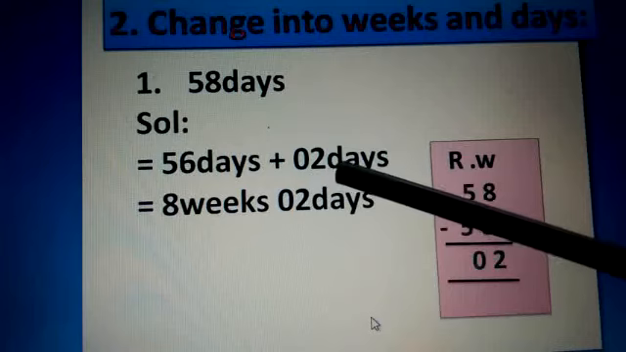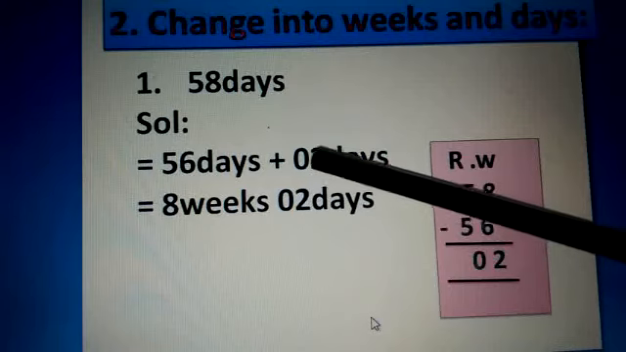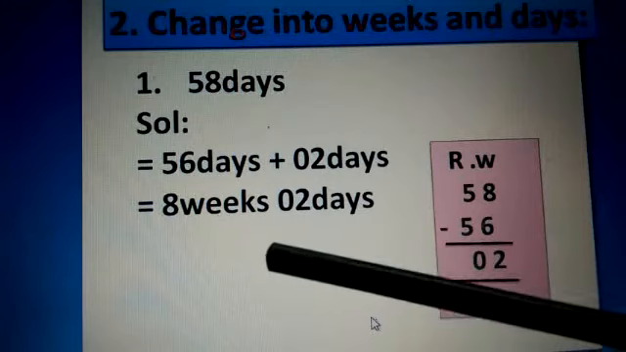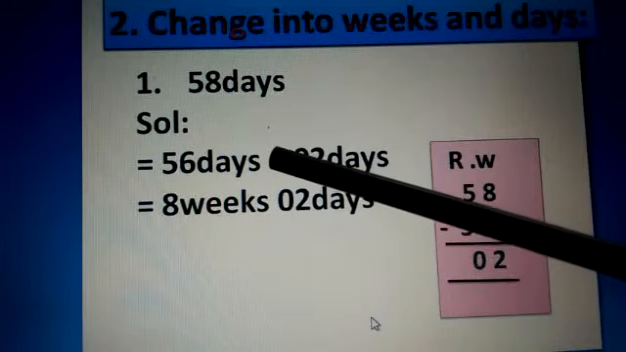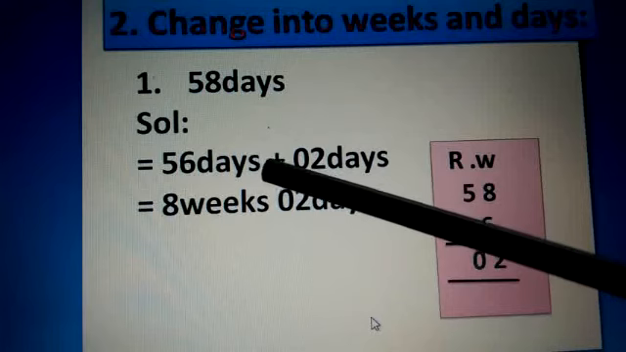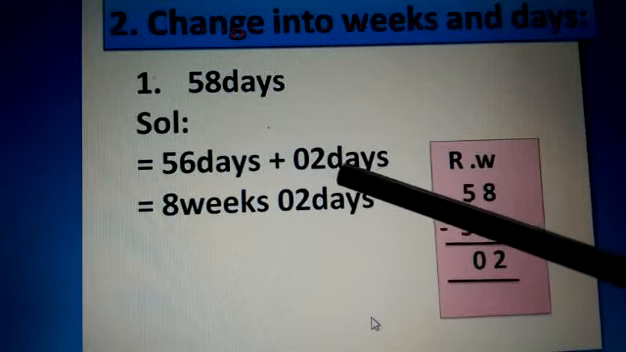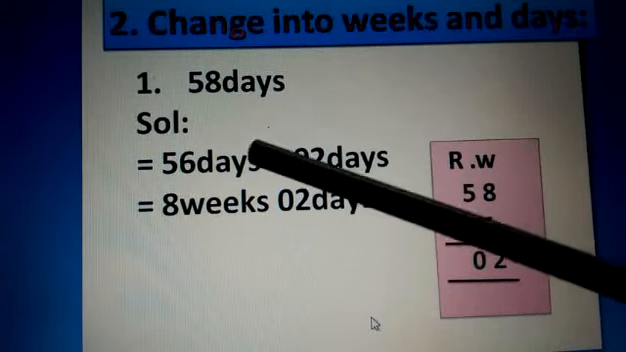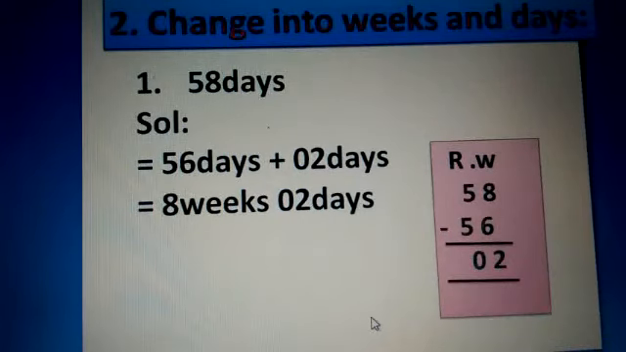Done, class? Now, as we have learned that 56 days is equal to 8 weeks, we will put 8 weeks in the place of 56 days. Done. After that, we will put 2 days as it is. So 58 days is equal to 8 weeks and 2 days.